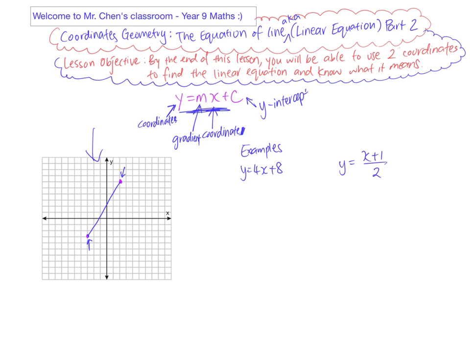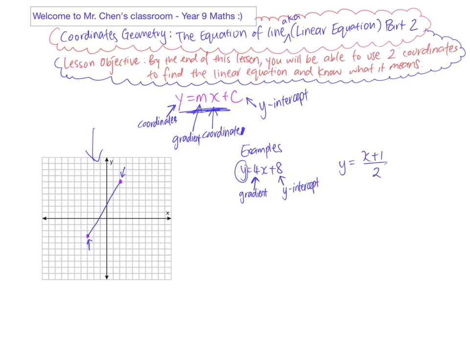So let's begin. First we have y = 4x + 8. Straight away, if you look at it, 4 here is your m, which is your gradient. It is actually very easy to find, and 8 here is your y-intercept. So what it means is y is 4 times the number x and then plus 8.